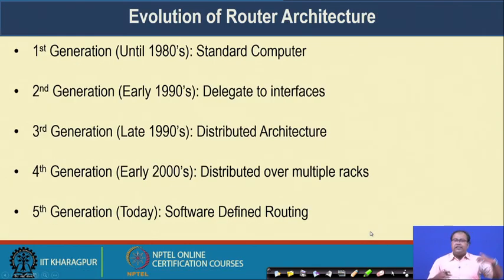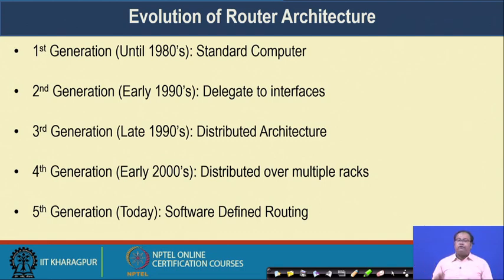Well, so this entire evolution of the router architecture came through 5 different generations, from the 1980s to today. The first generation of routers was just like a standard computer, a computer with multiple interfaces. The second generation, which came in the early 1990s, had dedicated interfaces. That means you have a router architecture with multiple such interfaces, a dedicated device.